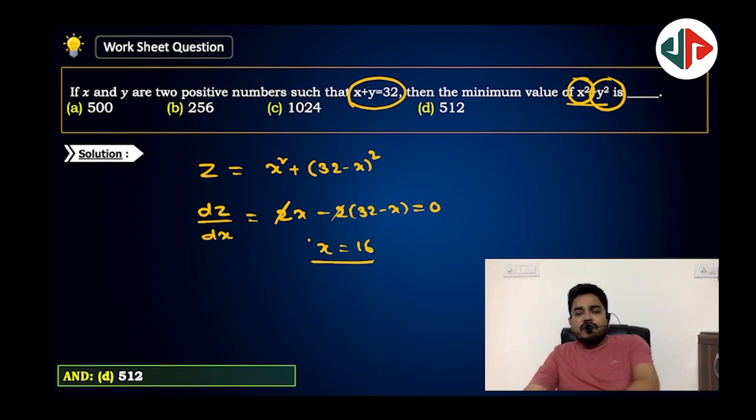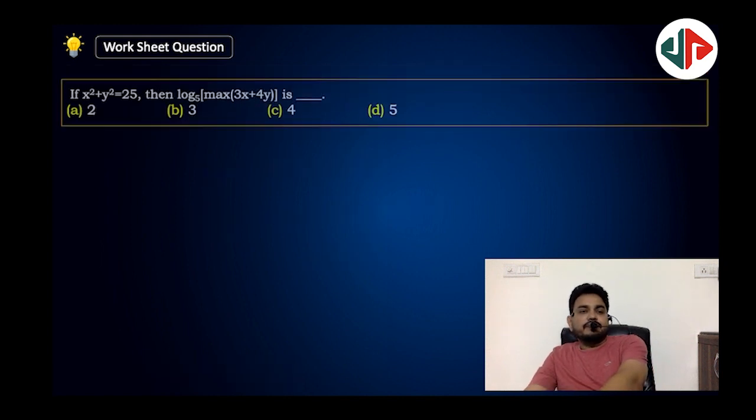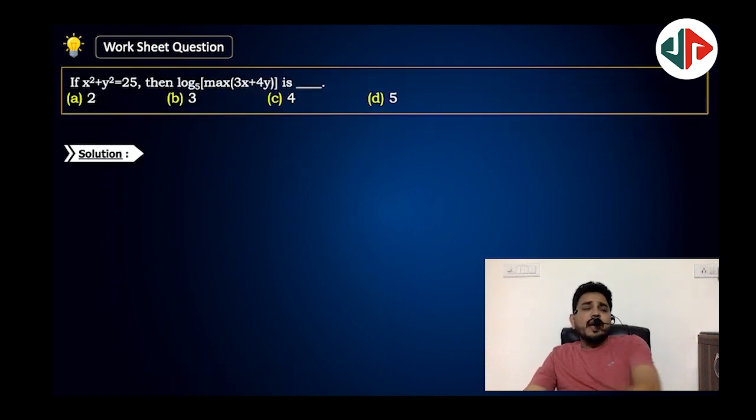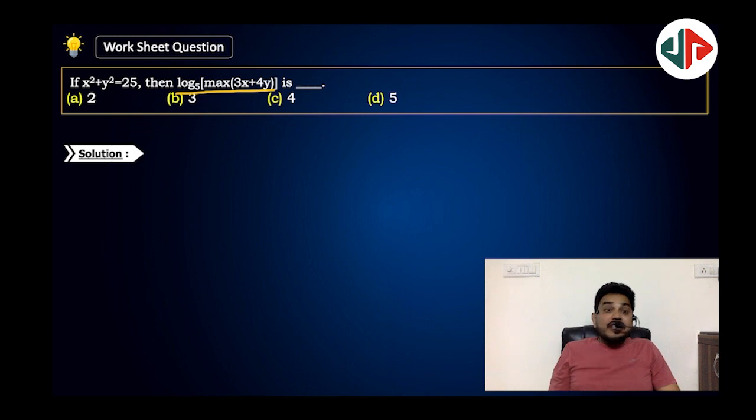X square plus y square is equal to 25. What is the log of the maximum? So I don't want to go for the differentiation here.